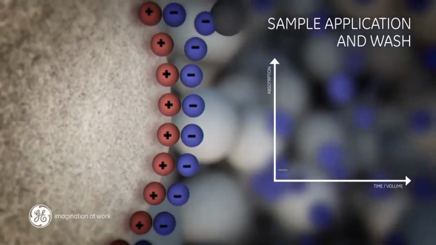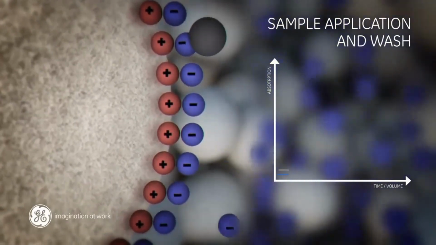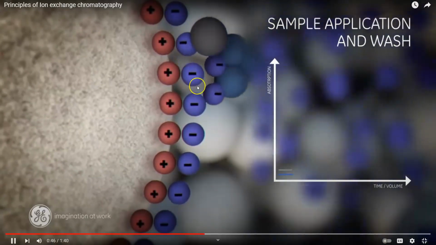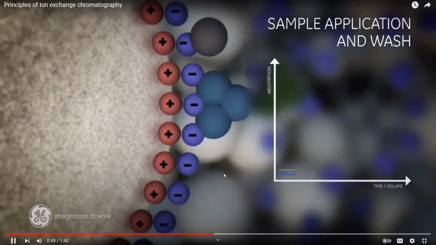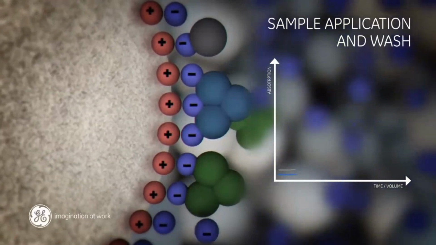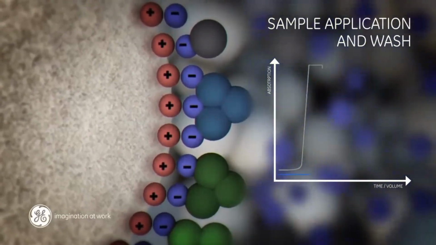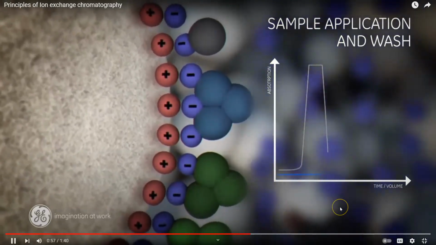The second step is sample application and wash. The goal in this step is to bind the target molecules and wash out negatively charged material. The sample buffer should have the same pH and ionic strength as the starting buffer in order to bind all appropriately charged proteins.